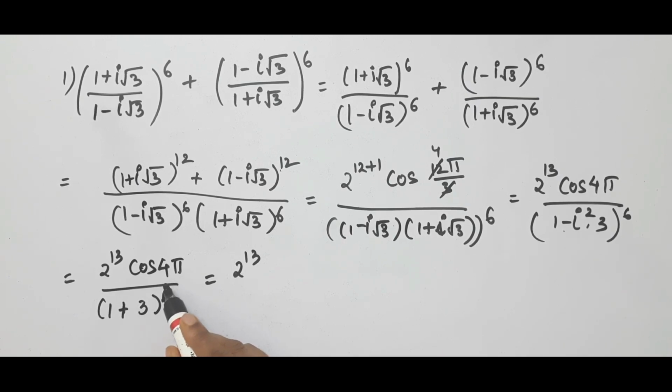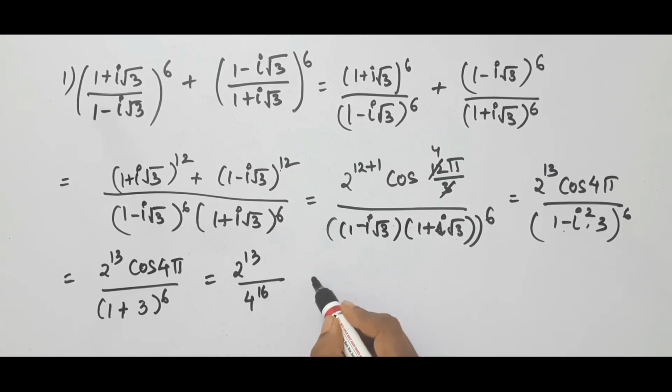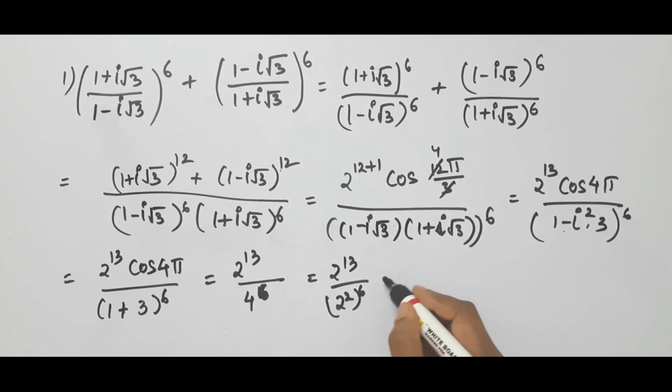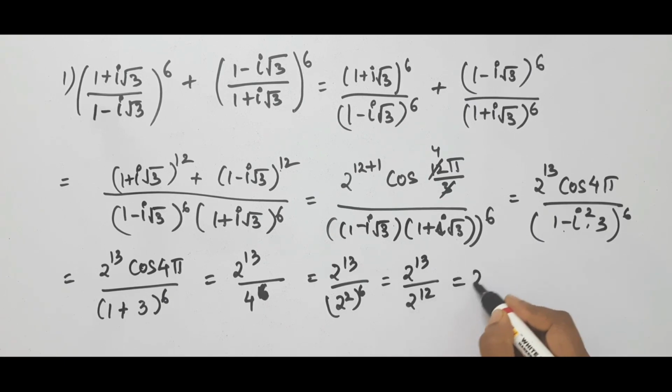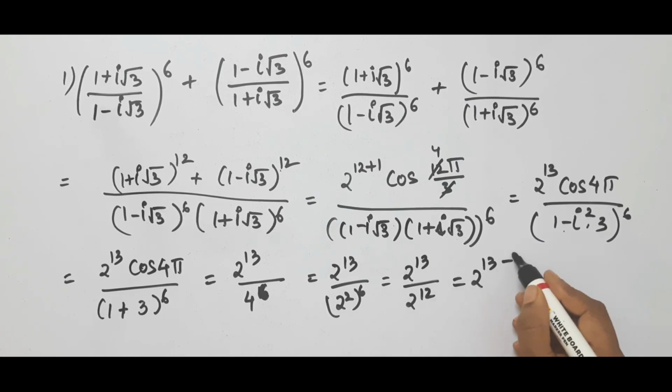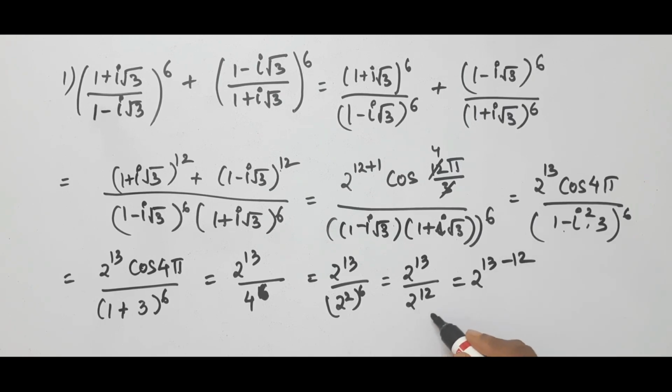So cos 4 pi value will also be 1, by 4 whole power 6, is it not? So this is equal to 2 power 13 by 4 power 6. 4 can be written as 2 square, so 2 square whole power 6. So this is equal to 2 power 13 by 2 power 12. So this is equal to 2 power 13 minus 12. That is, if we bring 2 power 12 to the numerator, plus 12 becomes minus 12. So finally we will get 2. 2 is the final answer.